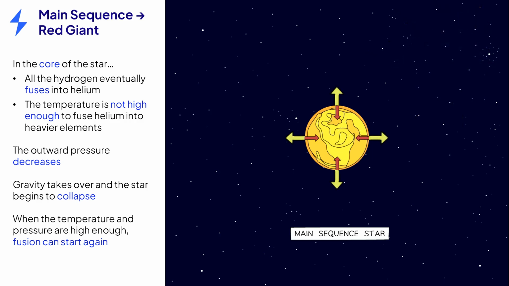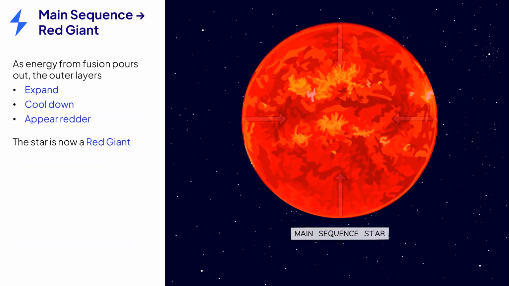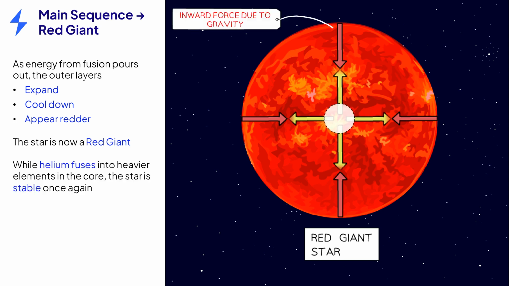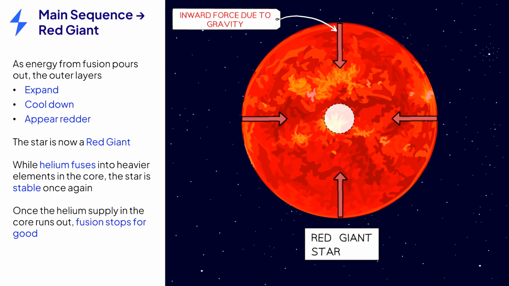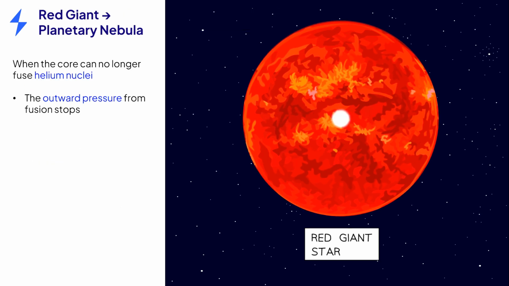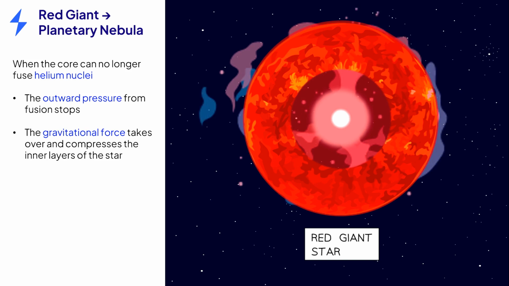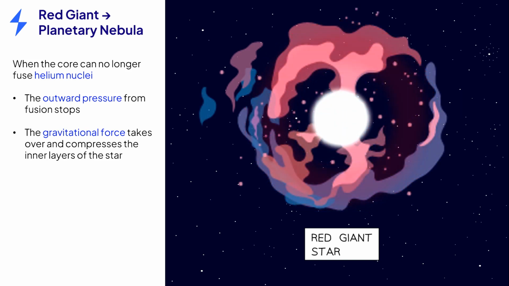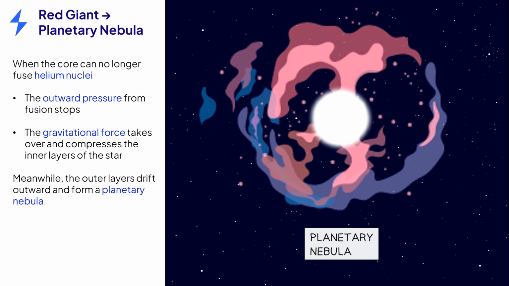The new burst of energy from fusion causes the outer layers of the star to expand, cool down, and become redder as it becomes a red giant. As helium fuses into heavier elements, the star is once again stable for a short time. Once the helium supply in the core runs out, fusion stops for good, and the outward radiation pressure can no longer keep the star stable. The immense gravitational force takes over and compresses the core of the star. Meanwhile, the outer layers are cast off and form a planetary nebula.